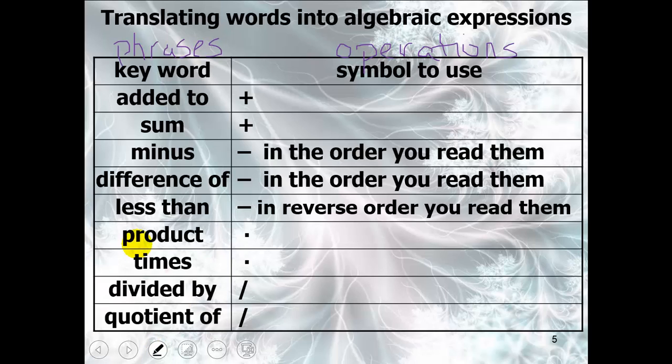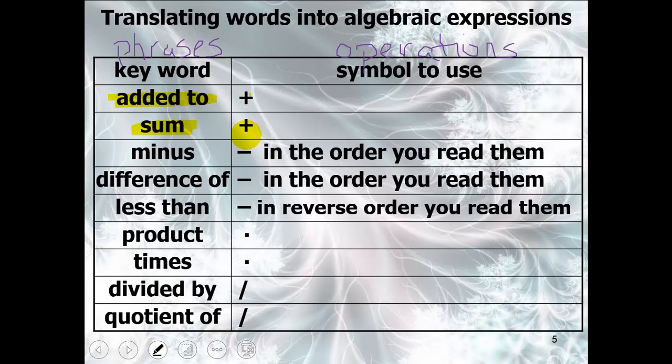So we have added to. 7 is added to a number. All right. That means you're going to add. That one is very intuitive. The sum of 3 plus a number. Again, that's addition. So that's intuitive. You're going to apply the property of addition.